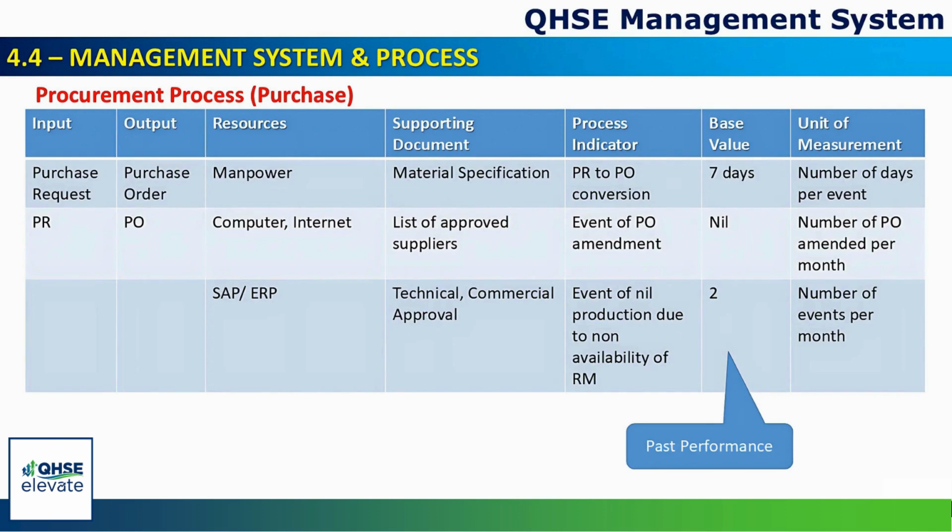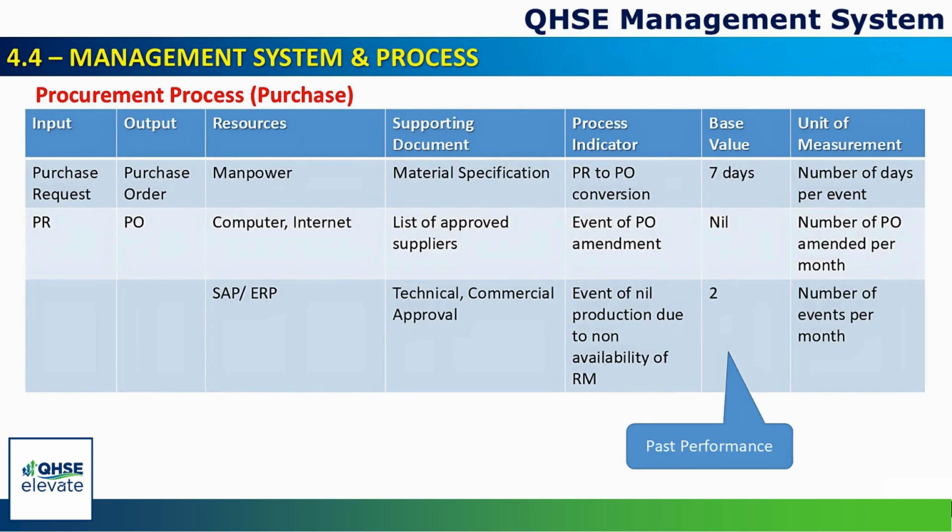The name of the function is purchase, and the name of the process is procurement. In the procurement process, the input is the purchase request, and the output is the purchase order. To turn the input into the output, that is, from purchase request to purchase order, we need manpower, computers, an internet, and SAP or ERP software. At the same time, we need material specifications, a list of approved suppliers, and technical and commercial approvals.